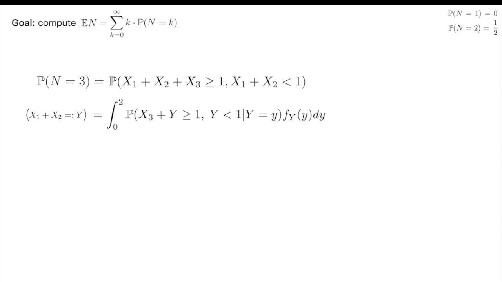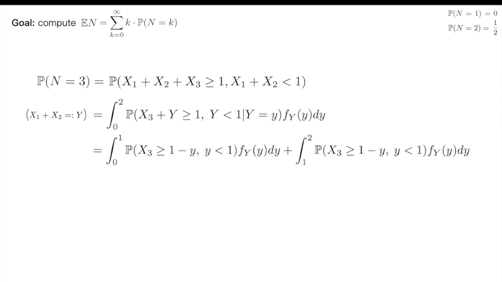Now, we plug in the capital Y equals some fixed number, small y, and we also split this integral into 2 parts. One of them ranges from 0 to 1, and the other ranges from 1 to 2. Why am I doing so? Because let's focus on the second term.